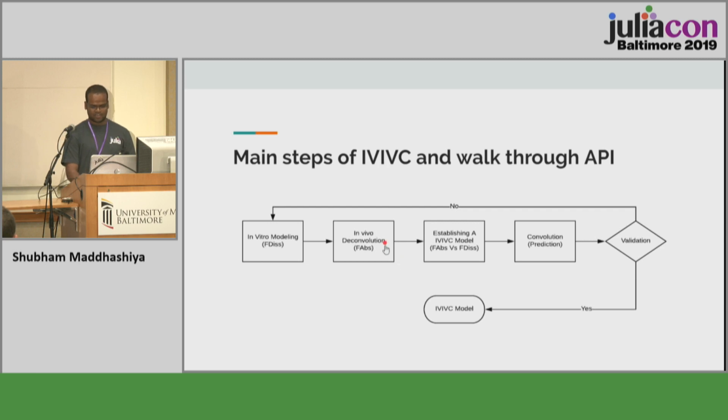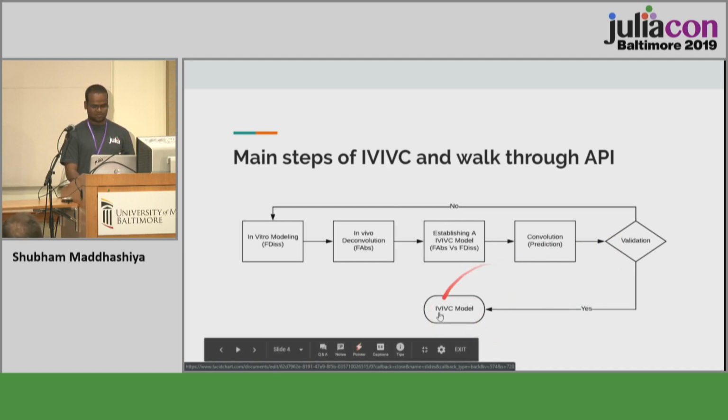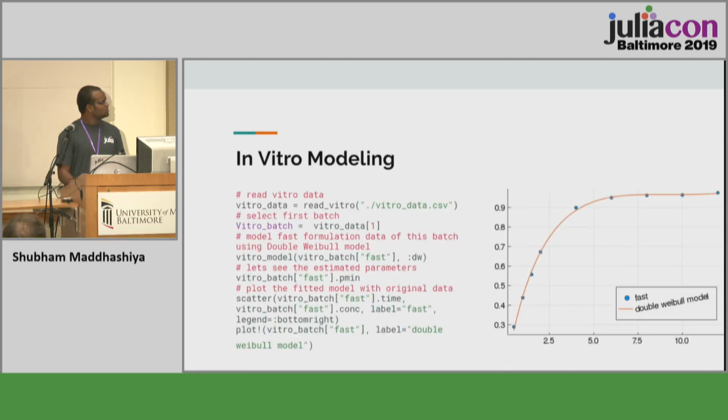Then we validate our IVIVC model and see if it is up to the mark or not. If it is up to the mark, then we get our IVIVC model. If not, then we go back to our in vitro modeling, change our in vitro modeling function and set up parameters, and do all these steps over again. Now I'll talk about all these steps one by one.